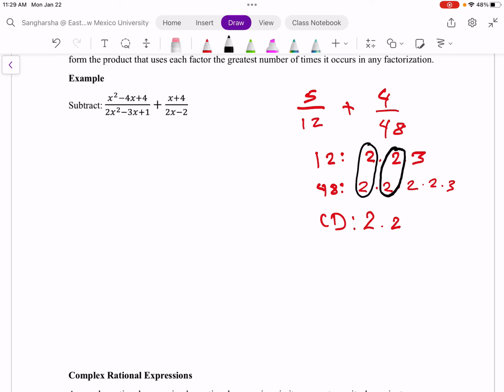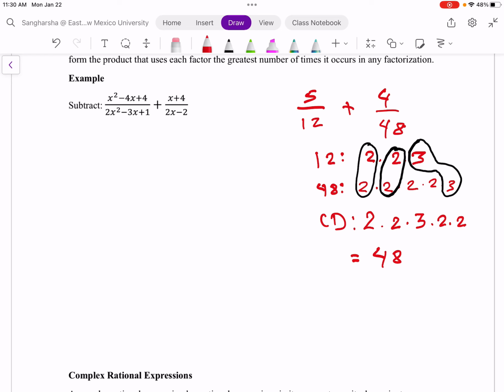What is the next? The next common factor is 3. So you write it down once. At first, write down every common factor once, then write down the remaining factors. Now what is remaining? We have 2 times 2 remaining. So 2 times 2, and if you multiply all these, 2 times 2 is 4, times 3 is 12, times 2 is 24, times 2, that is 48. And you get your common denominator.